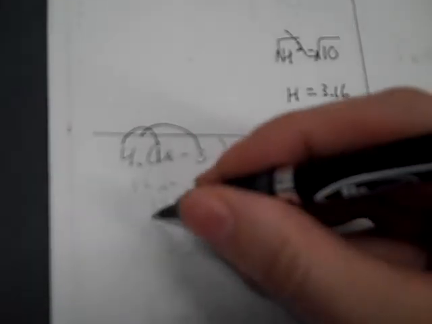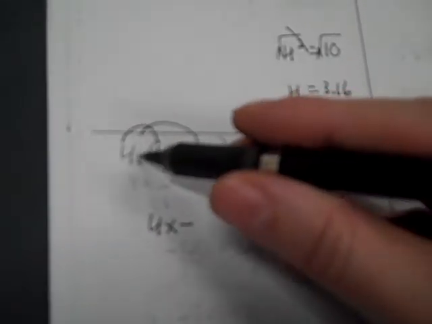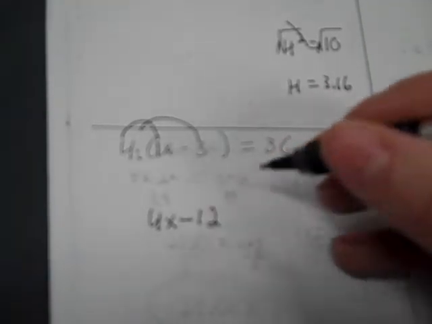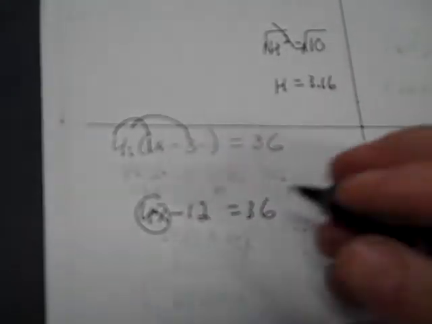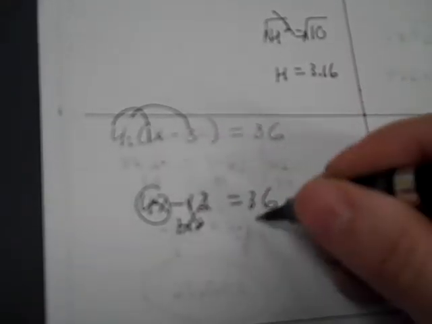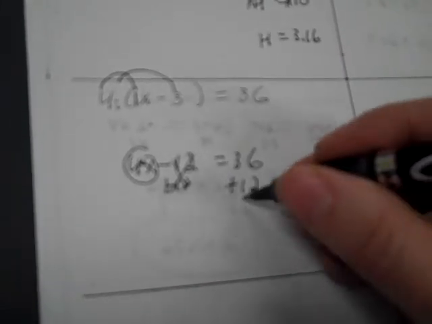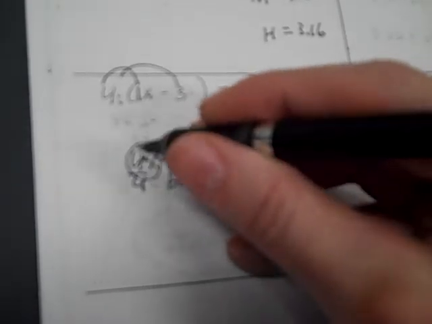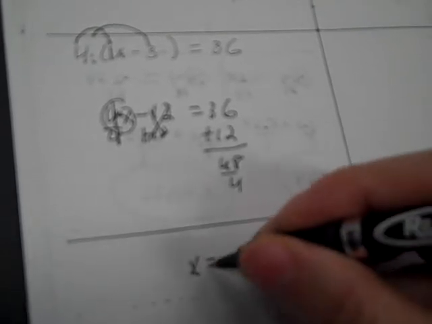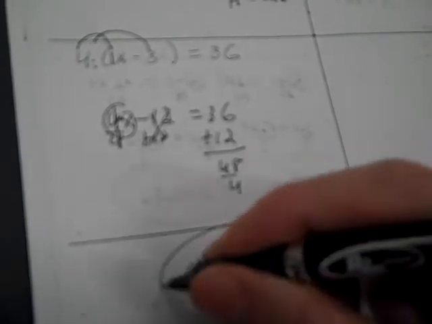4 times 1x is 4x, and then just put the subtraction sign, and 4 times 3 is 12, equals 36. Now dot your x just like you normally would. Plus 12, plus 12. So that's 48. And then I got to undo the times 4 by dividing, and that's your answer. You don't square root on this problem. After you divide, you have your answer. So 48 divided by 4 is 12. Again, because there's no second power there, there's just the one answer.